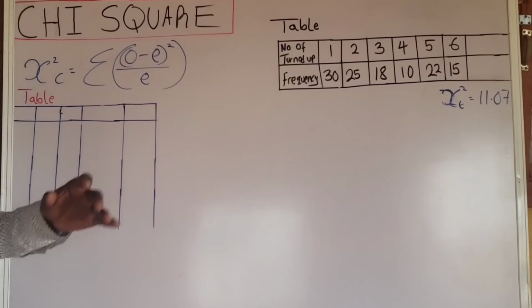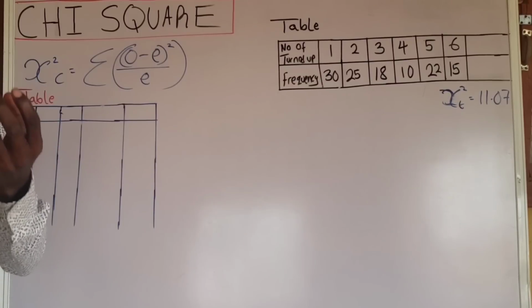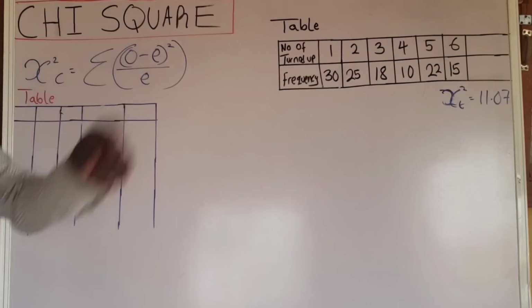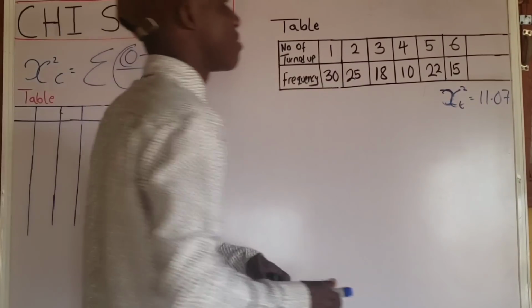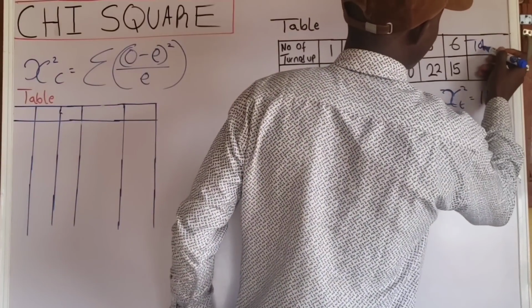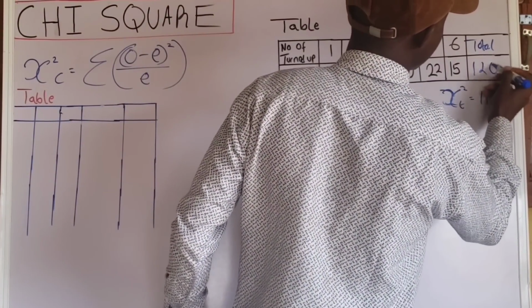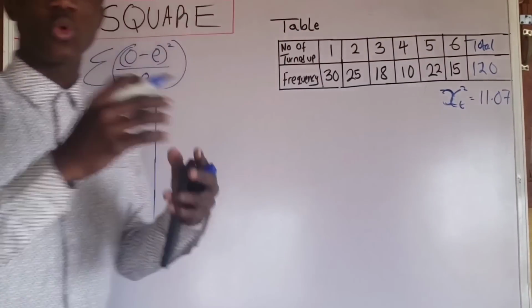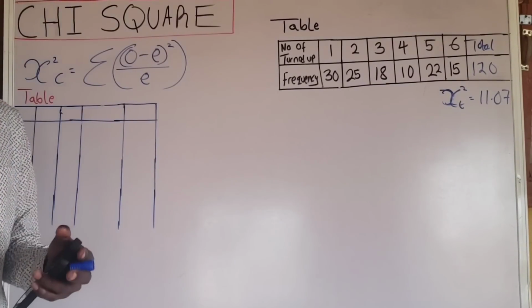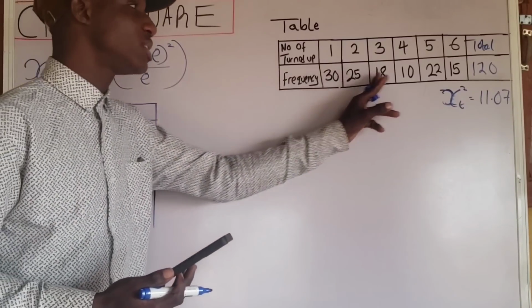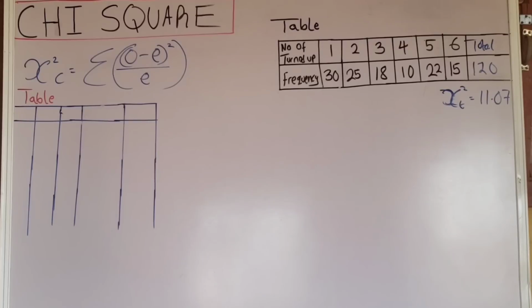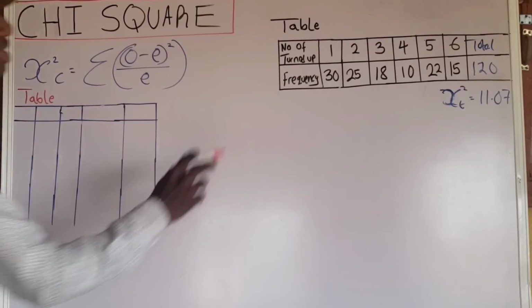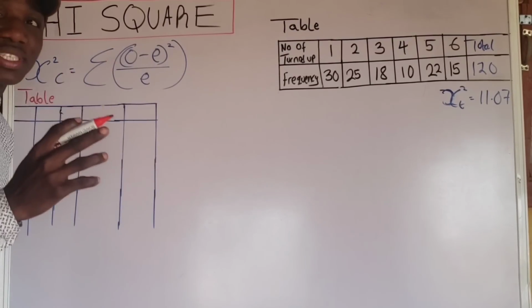The number turned up is the same thing as the number of faces that we have on a die. Now we are told that this die is tossed 120 times. That means that the total of the frequencies must be equal to 120. So here I'm going to have 120, because the die is tossed 120 times. So the total of all these must be equal to 120. We have been given the observed values. The observed values are the frequencies that we are given.